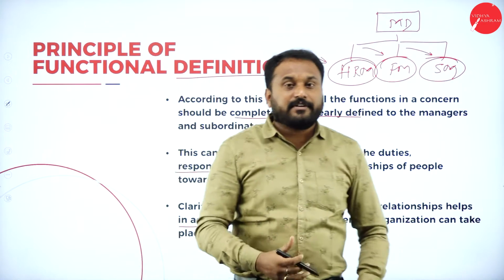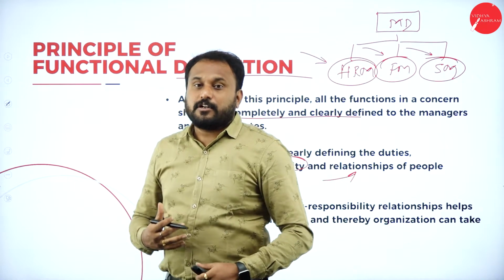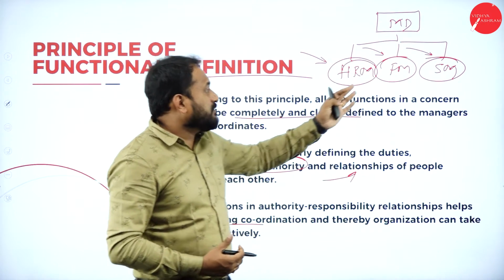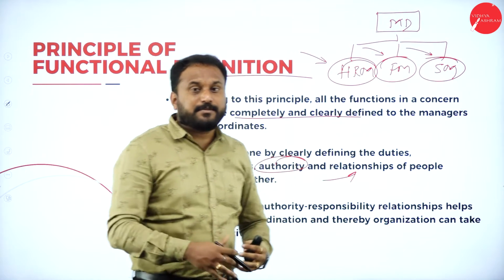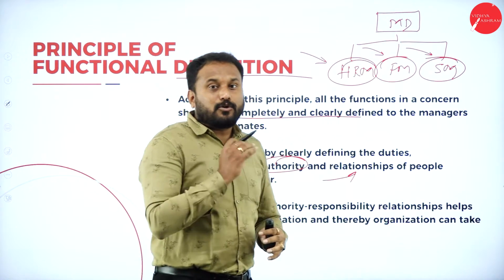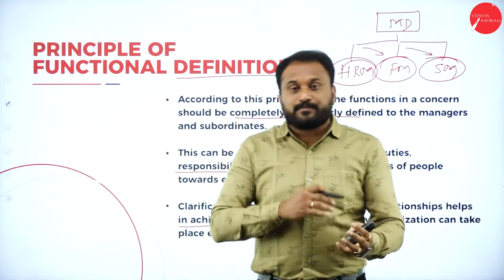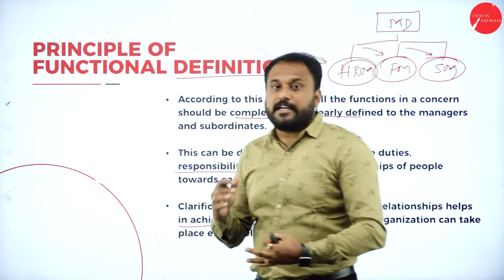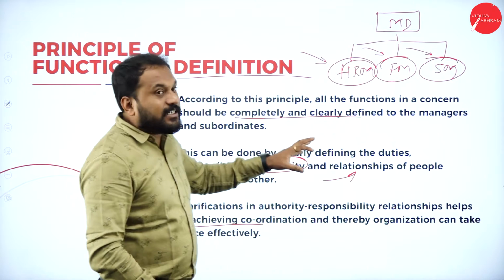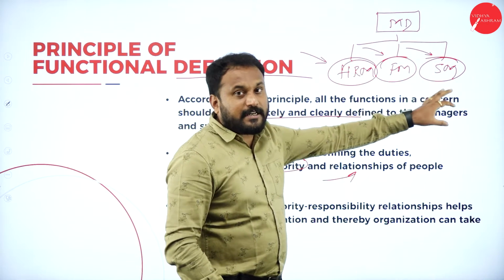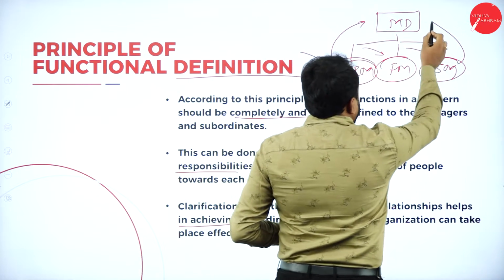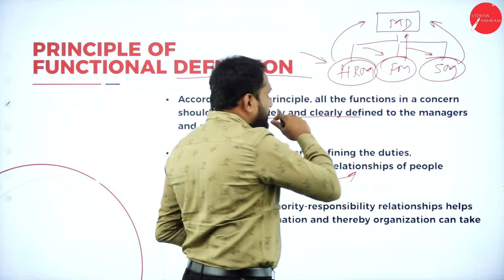Now here in the functional definition, the HR manager will not interfere in the finance manager's work, and vice versa, and the finance manager will not interfere in the sales manager's work, and vice versa. The reason is that the role, duties, authority, responsibility, whom they should report to, and whom they should not report to, are all clearly defined. Later, if any problem happens within the departmentalization, they need to always refer to the top management for any confusion to be solved.